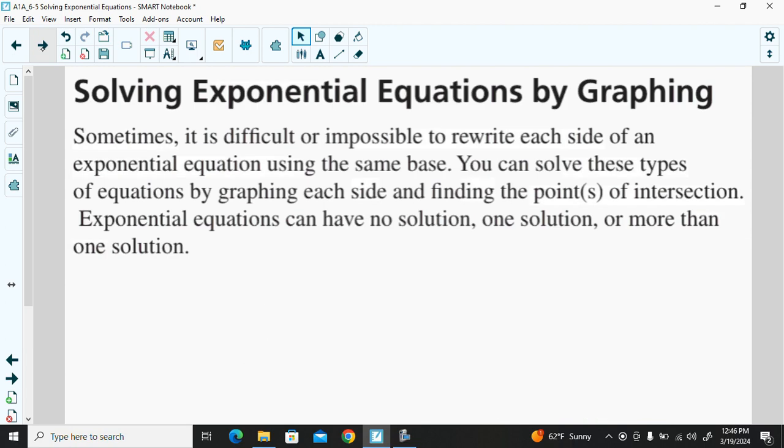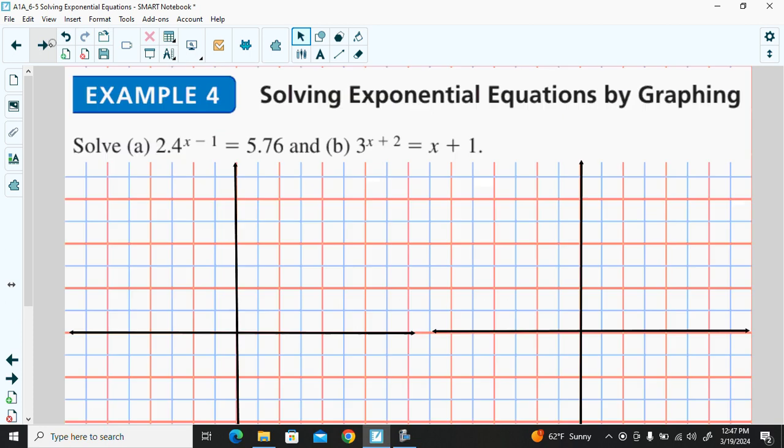Sometimes it's difficult or impossible to rewrite each side of an exponential equation using the same base. You can solve these types of equations by graphing each side and finding the point or points of intersection. Exponential equations could have no solution, one solution, or more than one solution. All right, let's take a look at some examples for each here.